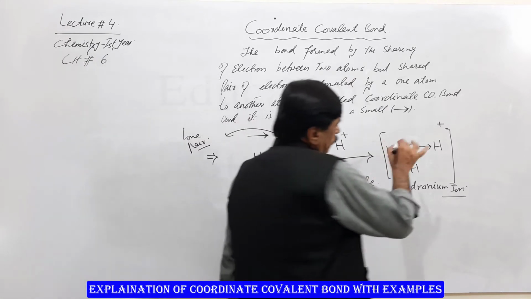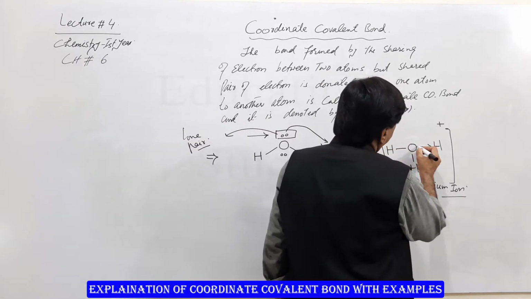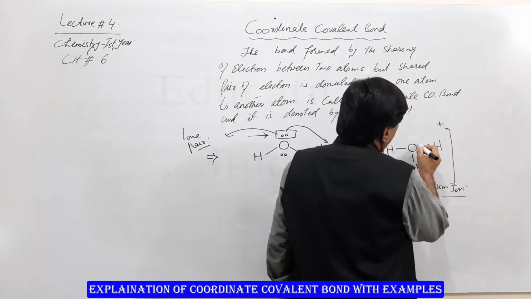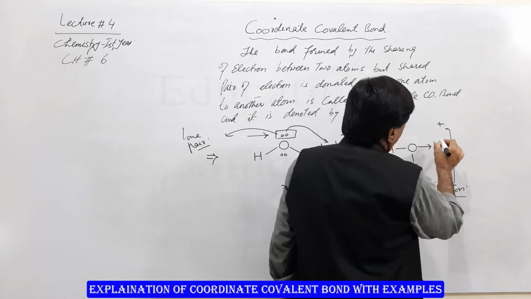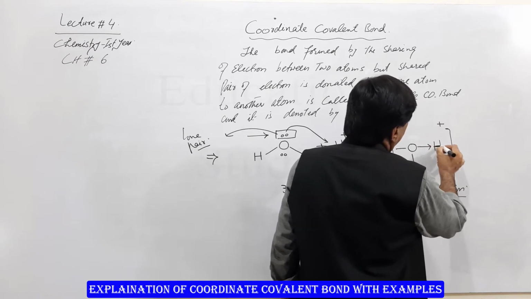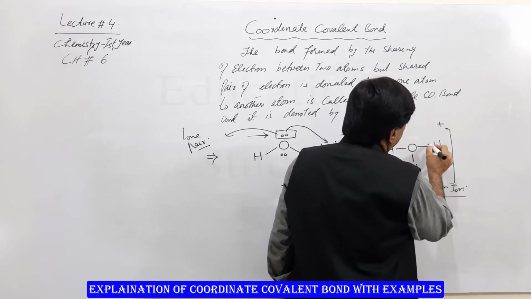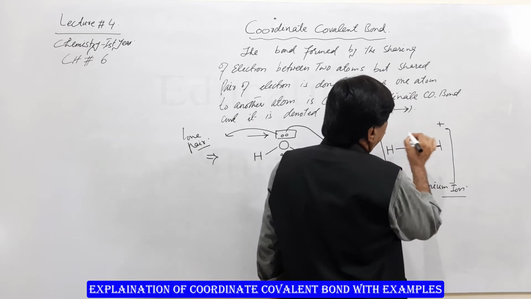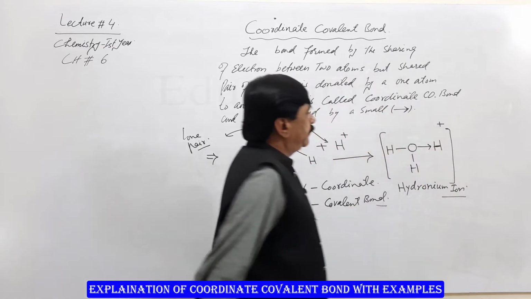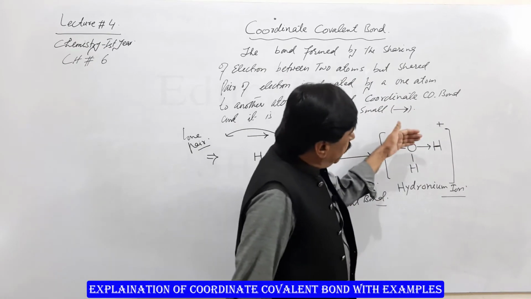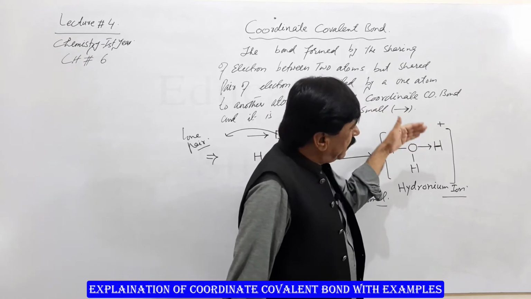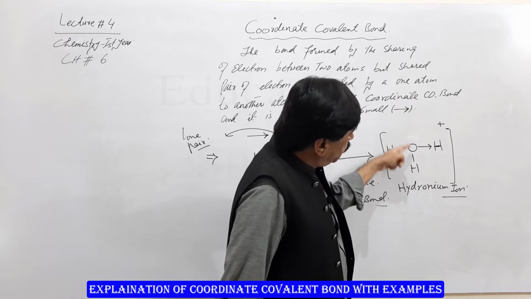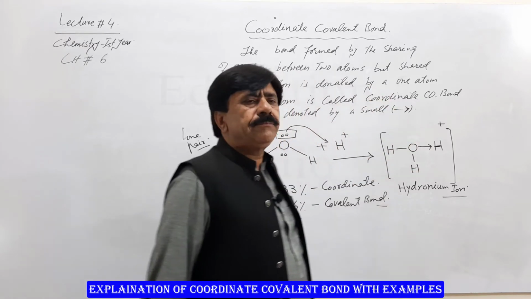Now look at that point. The lone pair of electrons is shared with the hydrogen ion, and the arrow is indicating the direction of the donation of the electron pair. The head is towards the hydrogen, which means the hydrogen is the acceptor and oxygen is the donor.